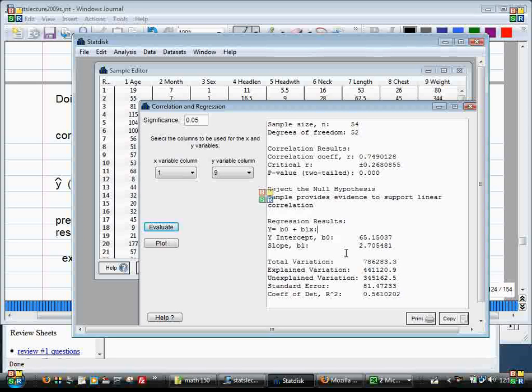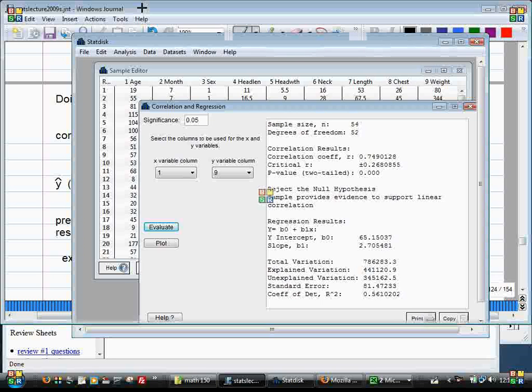Plug in the values. y hat equals 65.15 plus 2.71 times x. Exactly. X is not a value. X is our variable. What does x represent? At this point, x represents age. We're writing down a formula for the line.